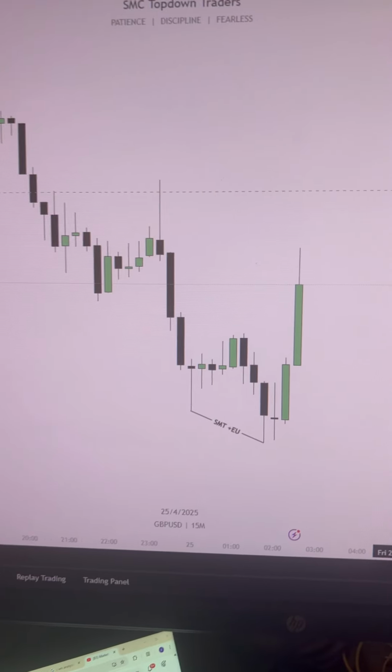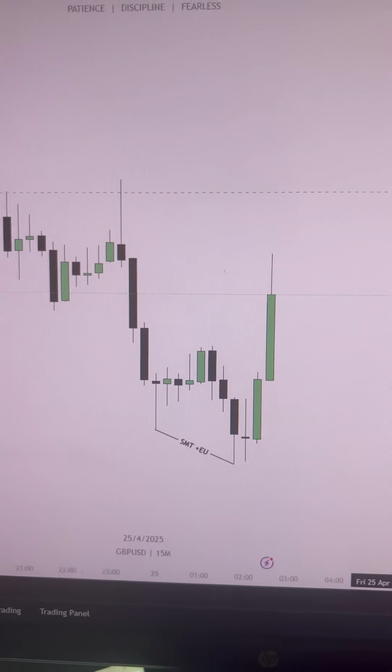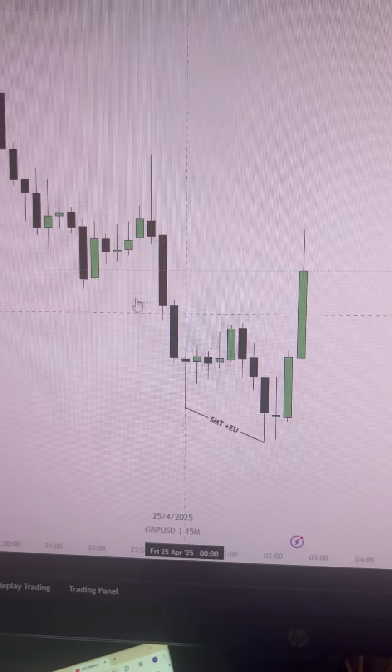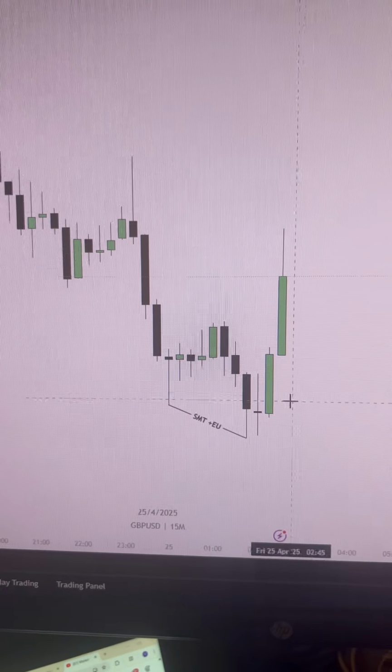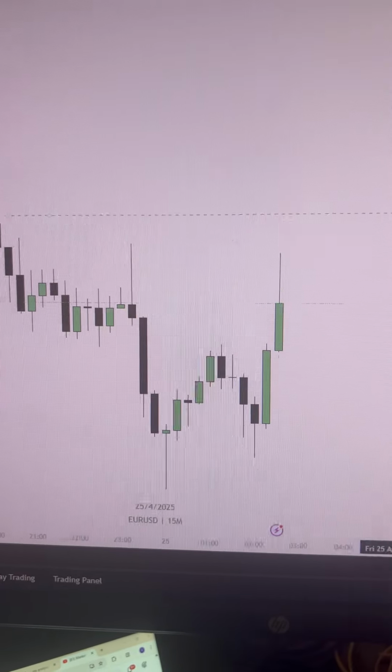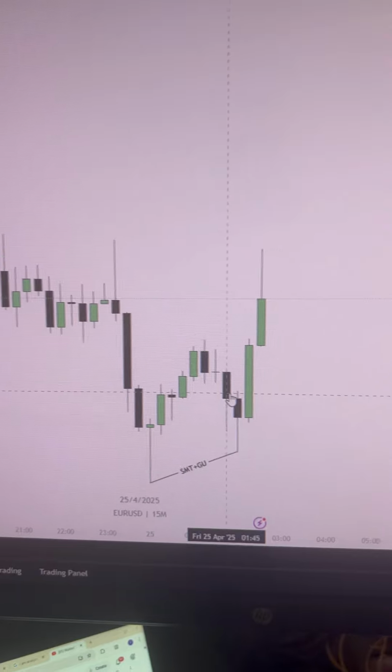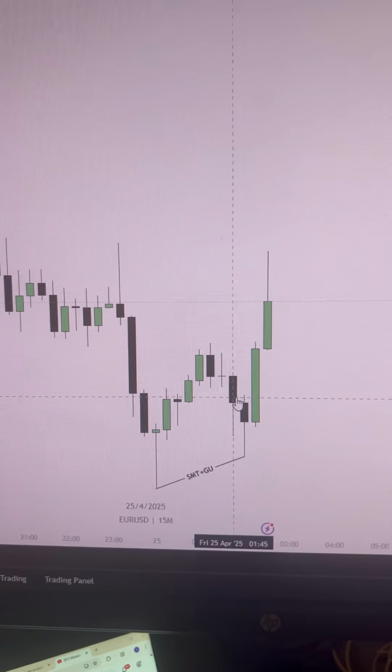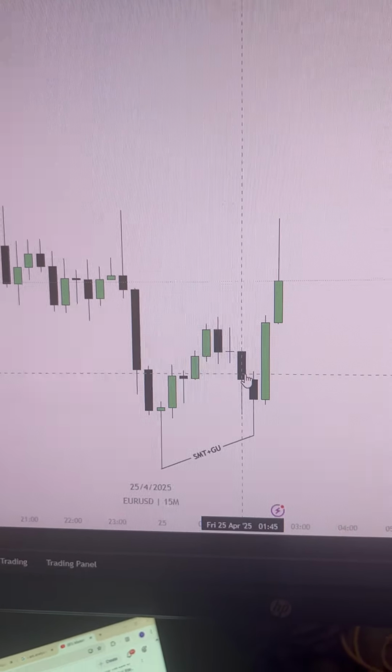Guys, so this is what is called SMT divergence, and this is GU. You see GU is making a lower low and EU is making a lower high. Why are we looking at these two pairs? Because these two pairs are positively correlated.